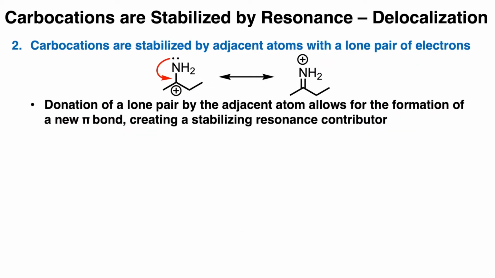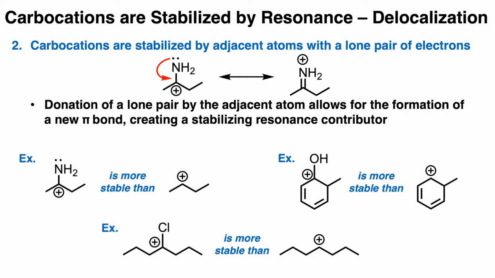Secondly, carbocations are stabilized by adjacent atoms with lone pairs of electrons. The donation of a lone pair by the adjacent atom allows for the formation of a new pi bond, creating a stabilizing resonance contributor. In all of the examples down below, the more stable carbocation contains the possibility for more resonance structures to form.